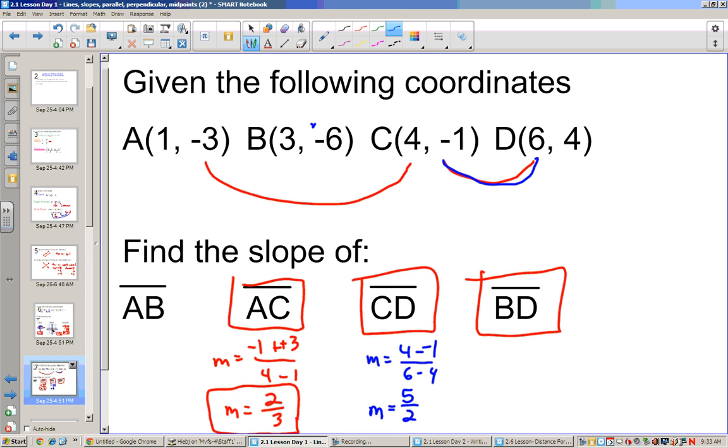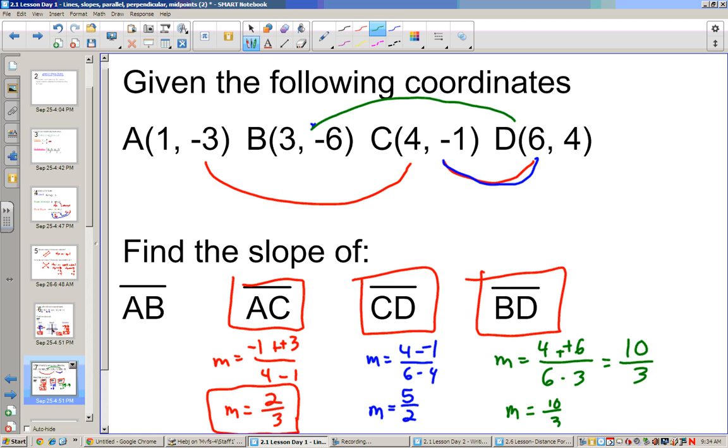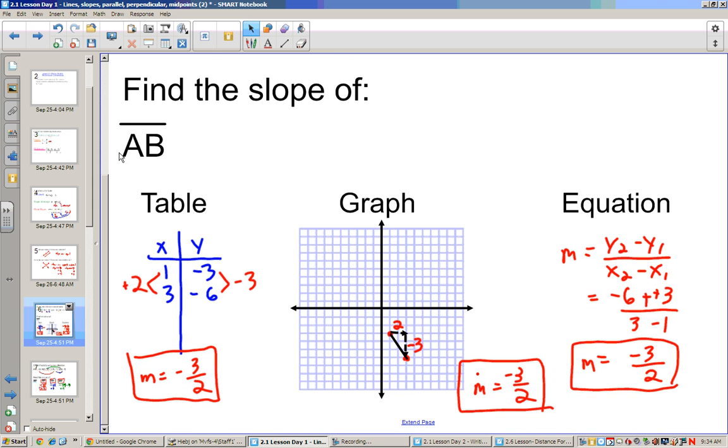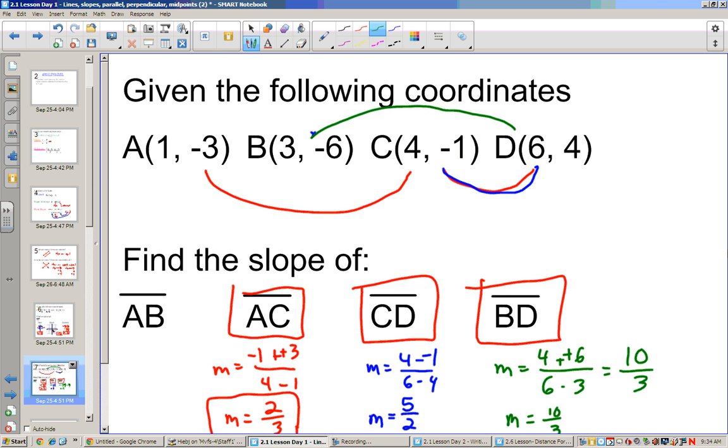BD, I'll use green for. That's going to be slope is 4 minus negative 6 all over 6 minus 3. So this equals 4 minus negative 6 is like plus, so 10 over 3. So that slope will be 10 thirds. So those are our 3 slopes. So this first one was m equals negative 3 over 2.